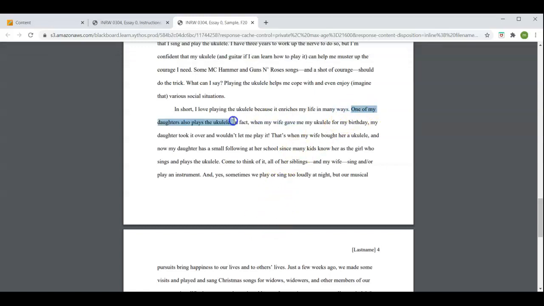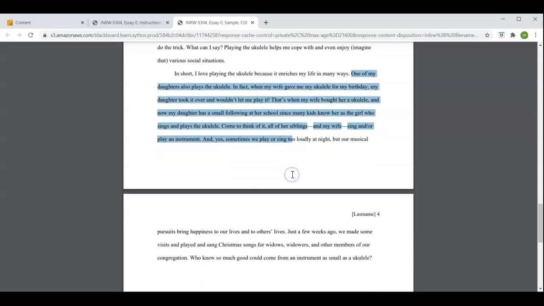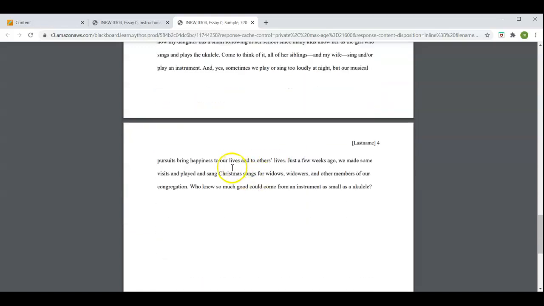And then I mentioned some things. My daughters also play the ukulele. I think I had mentioned her before. I mentioned that she kind of took it away from me, and then she learned it. Kind of a little bit about music, how it's important in my life and in my family, right? But that's still on the topic, right? And I've done some community service kind of things with it, right? And look at this last sentence. Who knew so much good could come from such a small instrument, right?